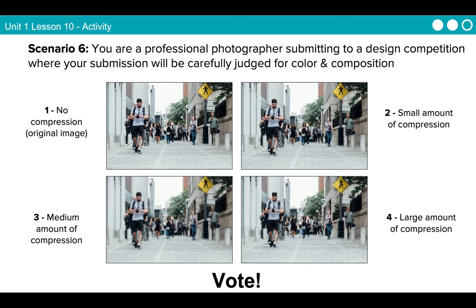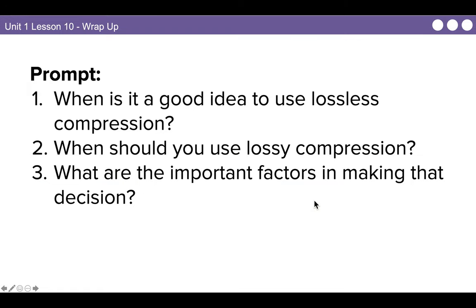Too much lossy compression and you'll end up with an image that you can't see. Too much lossy compression on an audio file, on an MP3 or whatever sound file format you download from Amazon or iTunes, is going to make your audio sound pretty poor. But you can lose a little bit of clarity there.